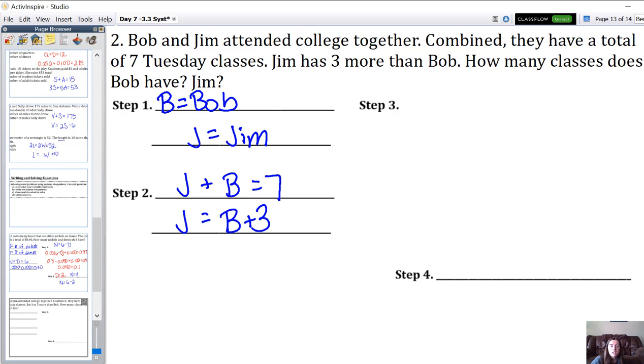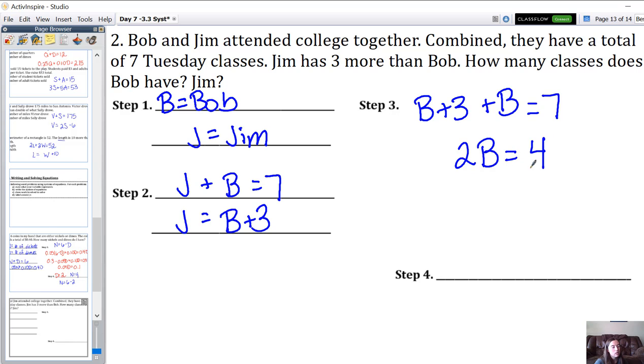Now in this one, it's going to be really easy to do substitution because we already have J by itself and then everything else on the other side. So I'm going to substitute that in for the J in the first equation. So then we have B plus 3 plus B equal to 7. Combining like terms and moving the 3 over all at once, I have 2B equals 4. So then Bob has 2 Tuesday classes. And then if I were to evaluate that into this second equation, J equals B plus 3. I know B is 2. 2 plus 3 is 5. That means Jim has 5 Tuesday classes.